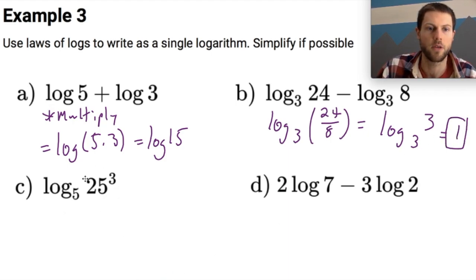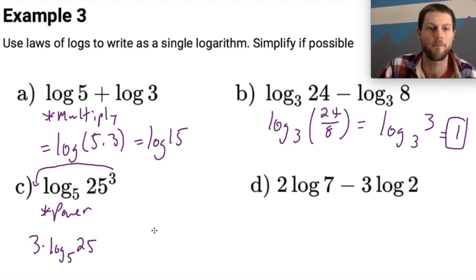Next up, I've got this one here. This is log base 5 of 25 to the third power. This is going to be my power property. So I'm going to take this 3 and move it to the front of my log and multiply 3 times log base 5 of 25. I know that log base 5 of 25 is 2, so this is 3 times 2. So this whole thing actually evaluates to 6.